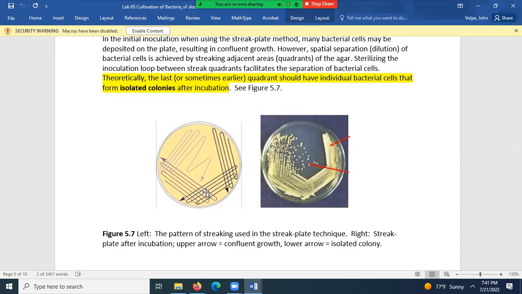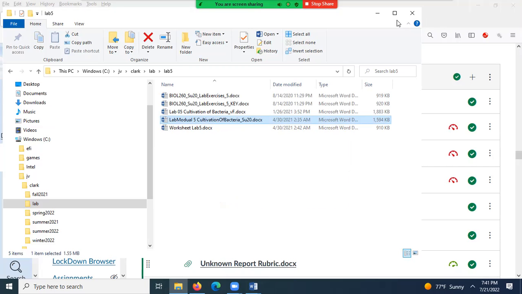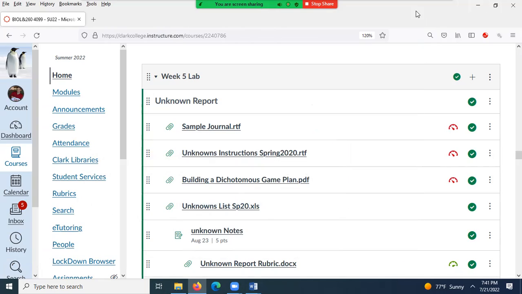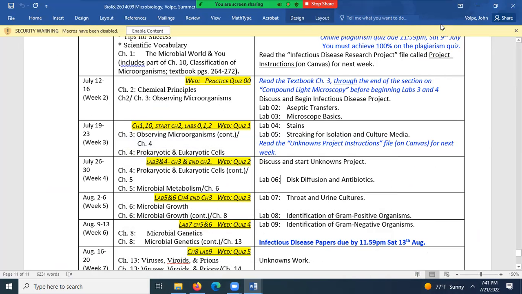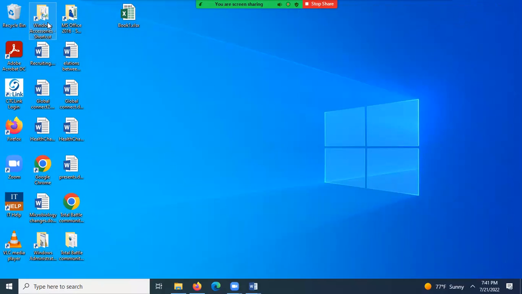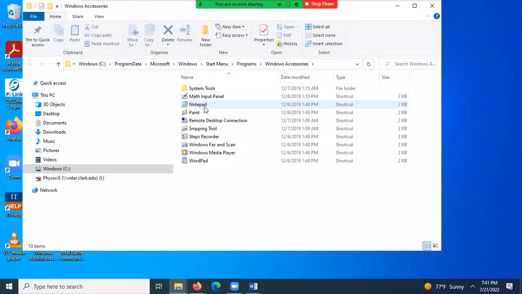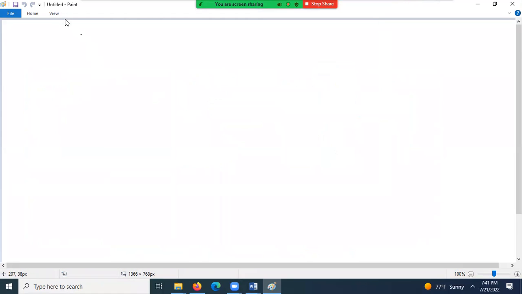Okay, this isn't quite showing it correctly. Let me see if I can show it a little better. I'm going to close that. I won't be able to draw it very well because I'm not a good artist, but I'll get the idea out.